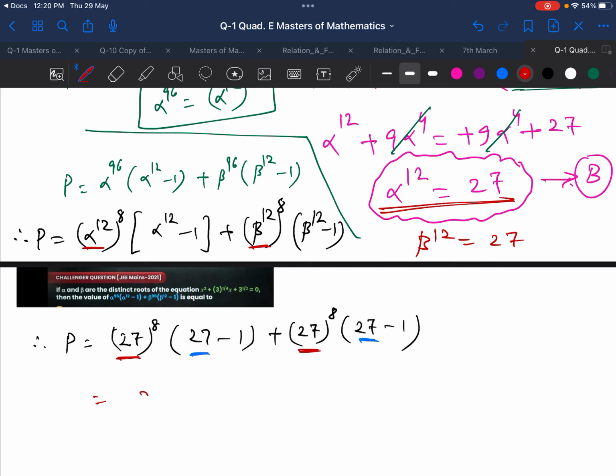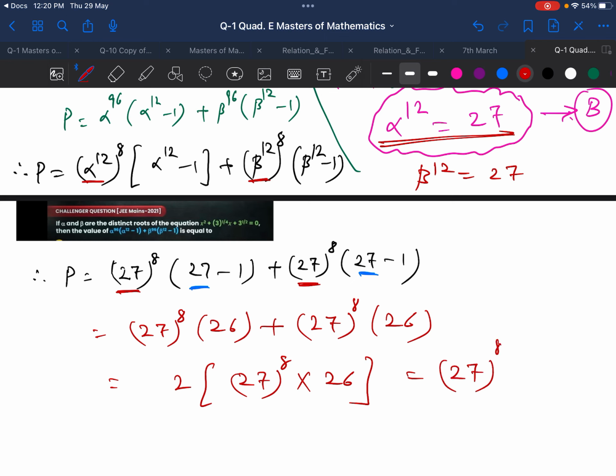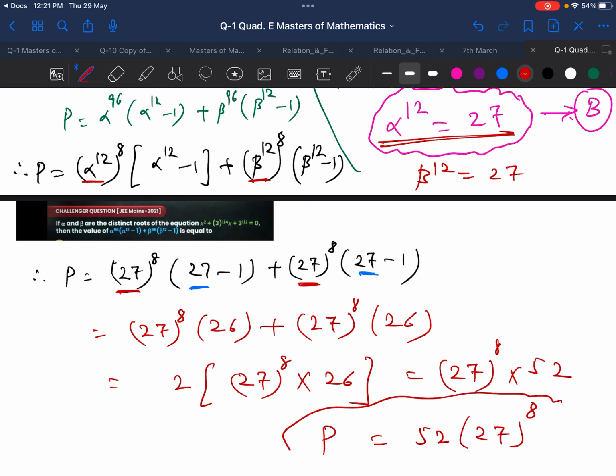So I can say it becomes 27 raised to power 8 into 26 plus 27 raised to power 8 into 26. So it becomes twice of 27 raised to power 8 into 26. So it becomes 27 raised to power 8 into 52. So I can say 52 into 27 raised to power 8. This is the value of P.